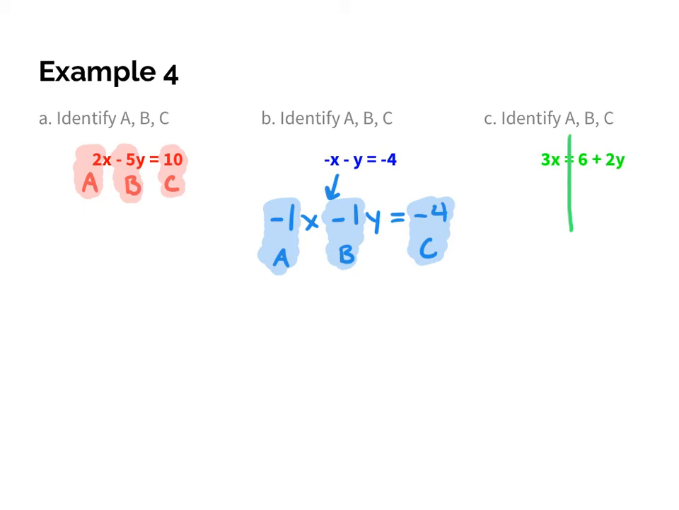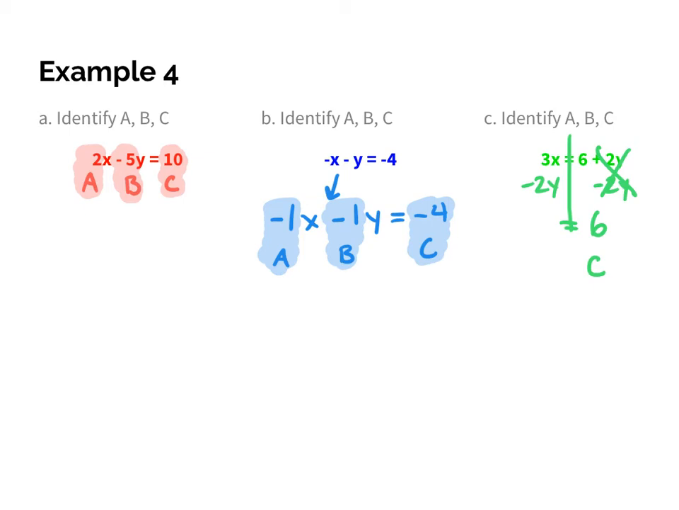If I want x and y on the same side, if I want to be in standard form, that means I have to move this 2y to the left side of my equation. I want x and y to be together. Now to do that, what I'm going to do is inverse operations. This says plus 2y, so to move it to the other side, I'm going to subtract 2y. That's going to make it cancel over here, leave me with just 6. And guess what? 6 is my C value. But on the left side, I have 3x minus 2y.